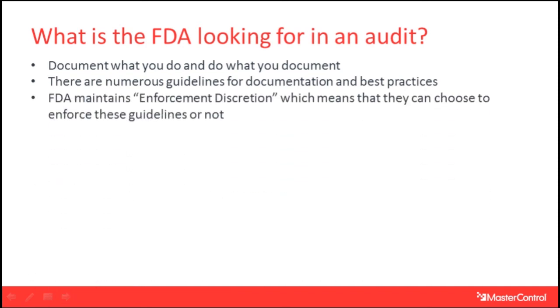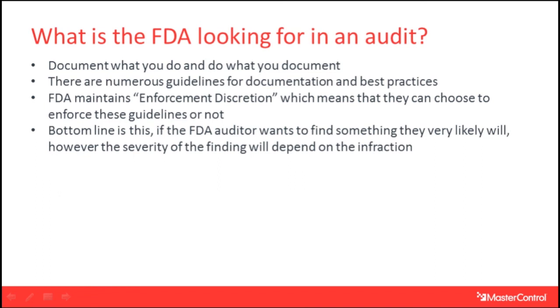FDA maintains enforcement discretion, okay? So this is something that you guys are probably familiar with. They're like the UHP, or well, I guess the Highway Patrol, right? They can pull you over for anything. They'll find something, trust me. But whether or not they give you a ticket or a warning or a finding on it is up to them, right? So if you get an FDA auditor that wants to find something, if they're in a bad mood, you're probably going to have a bad day too.